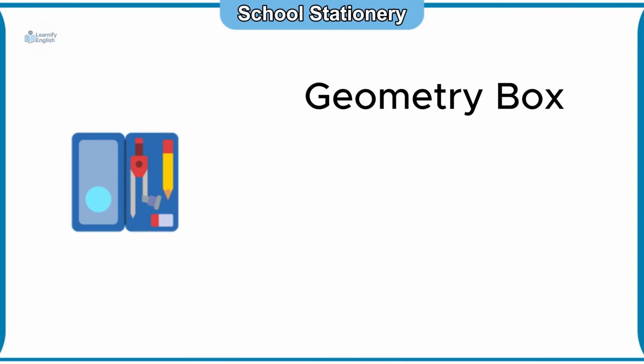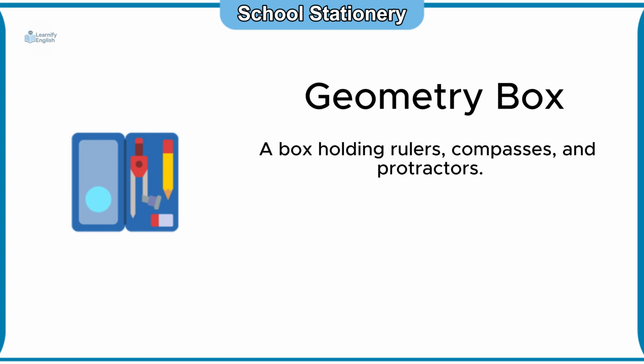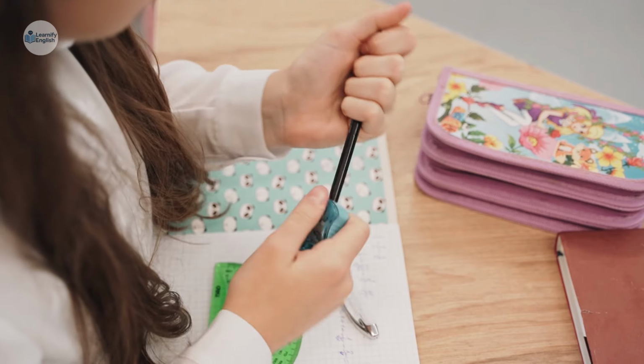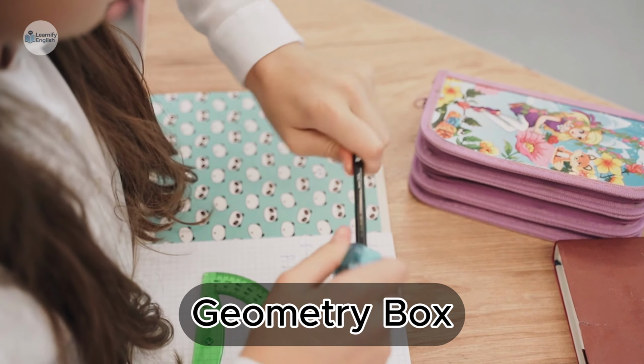Geometry box. A box holding rulers, compasses, and protractors. Using tools for shapes. Drawing triangles.